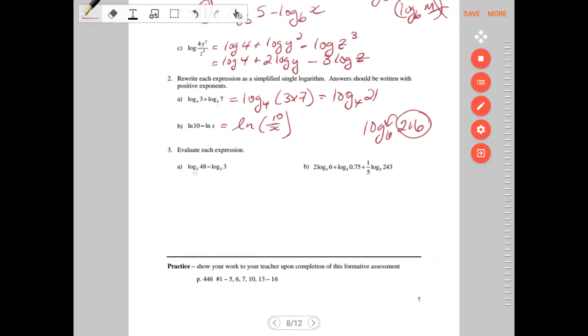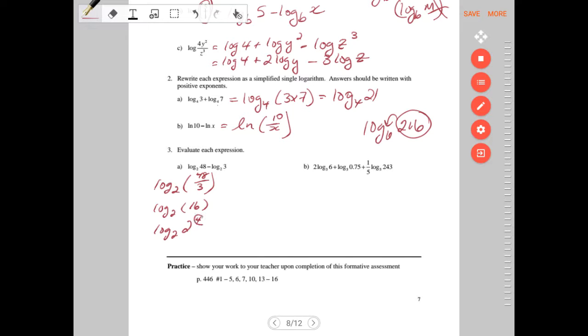If you notice, they both again have the same base. They're log base 2. So I can write them as a single log base 2 of 48 minus 3. That would be changed into division, so that's 48 divided by 3 using our log law. Now I can simplify that as log base 2. 48 divided by 3 is 16. 16 is a power of 2, that's log base 2 of 2 to the 4th.